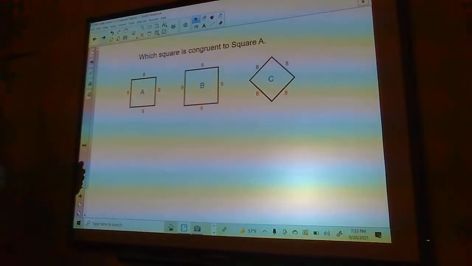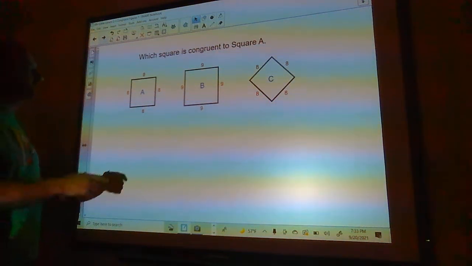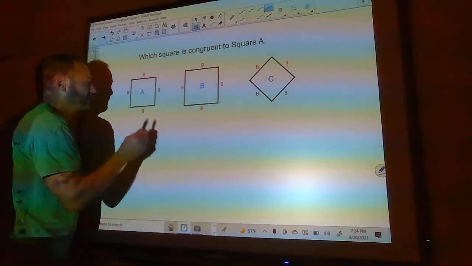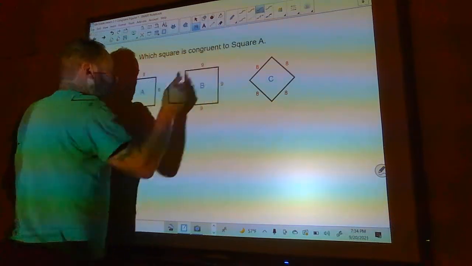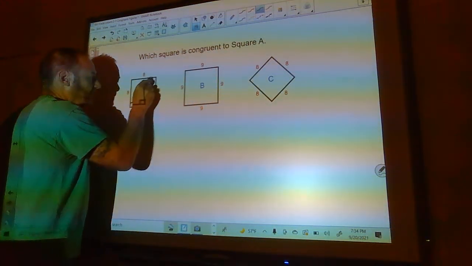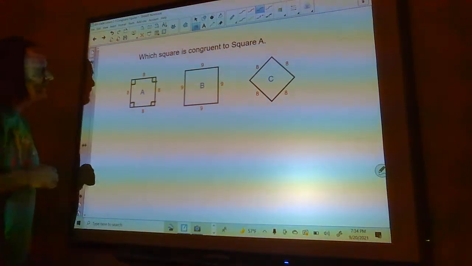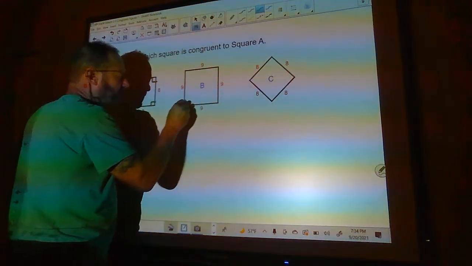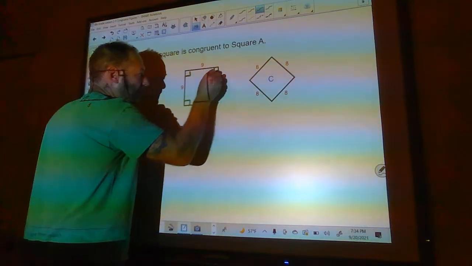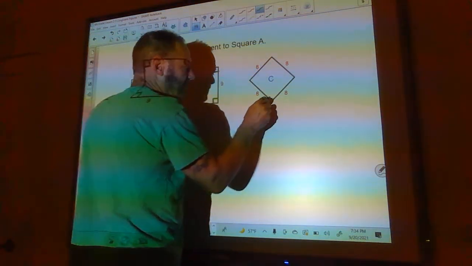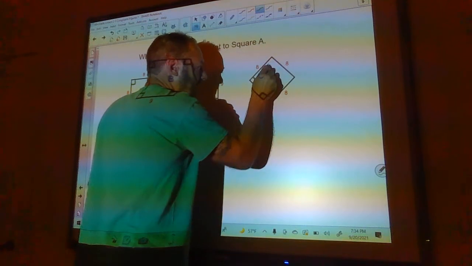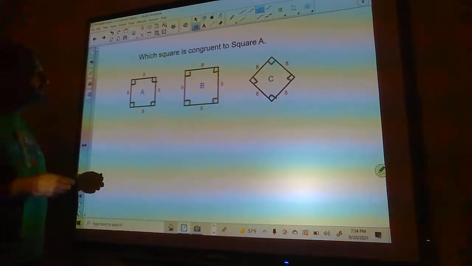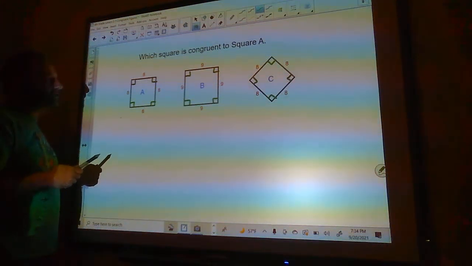Okay, which square is congruent to square A? So square A, it's a square, so we know that it's got 4 90-degree angles. Okay, so all 4 angles, well, here's another square. All 4 angles are 90 degrees. And this is also a square. It's just turned on its side. It's got 4 90-degree angles. Okay, so which one's congruent to square A?